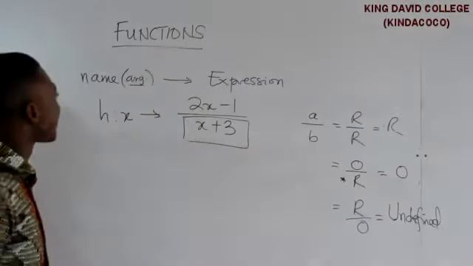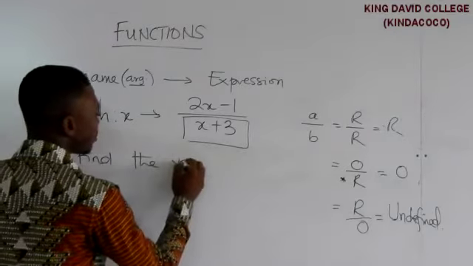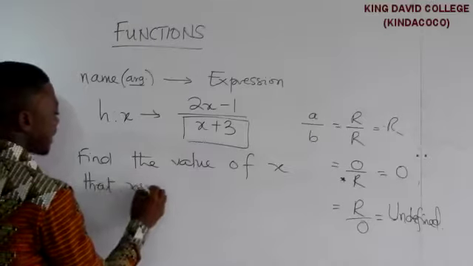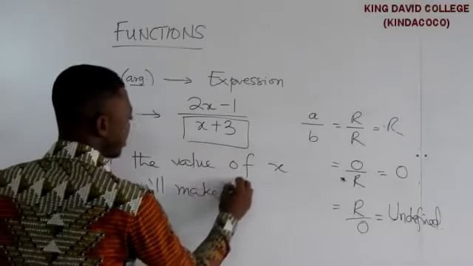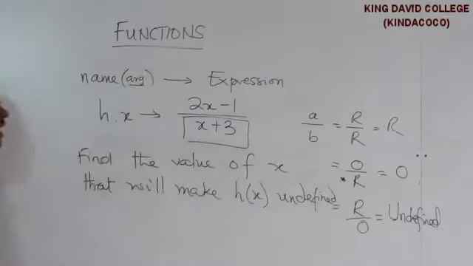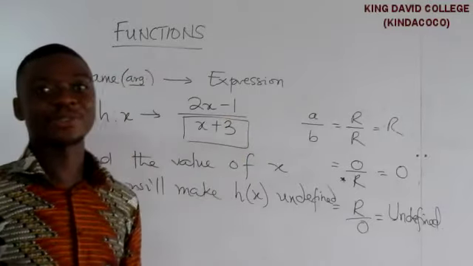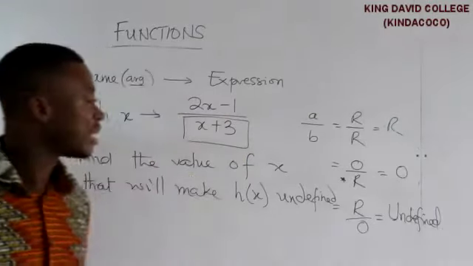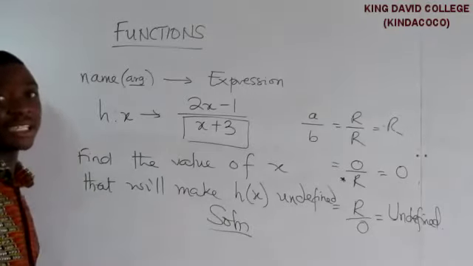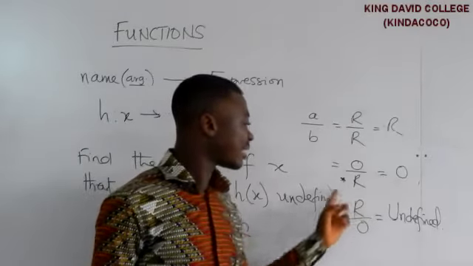Okay. So in this question here, they ask you to find the value of x that will make h of x undefined. Then it's just like asking you to find the values of x that will make the denominator of h of x go to what? 0. Are you okay? Good. So the solution for such a question will only involve the denominator. We don't care about what the numerator is, because for what I taught you here, you realize that R is at the top.